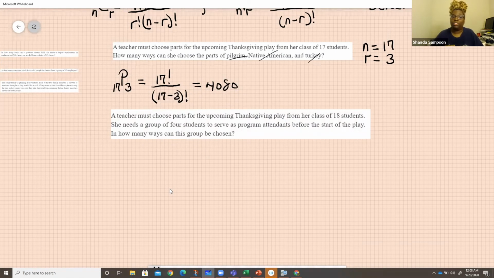So this next problem is the same thing, it's similar wording. Think about this. A teacher must choose parts for the upcoming Thanksgiving play from her class of 18 students. She needs a group of 4 students to serve as program attendants before the start of the play. How many ways can this group be chosen?